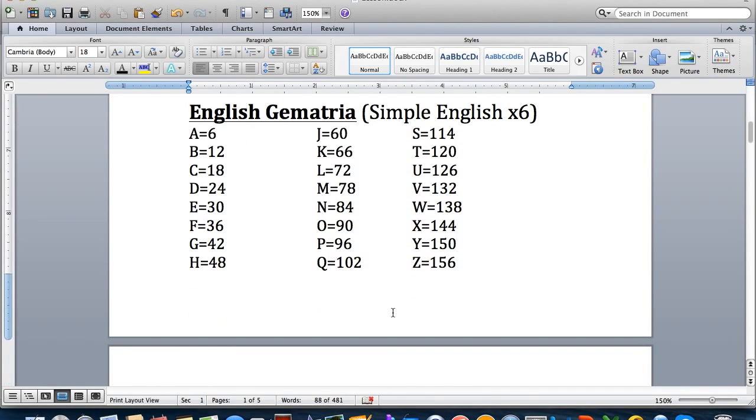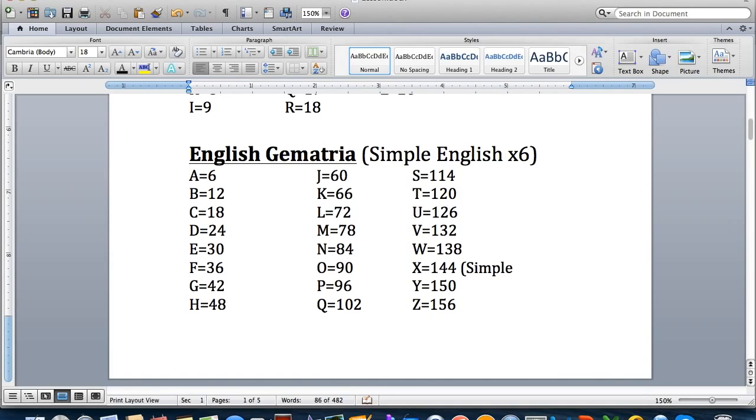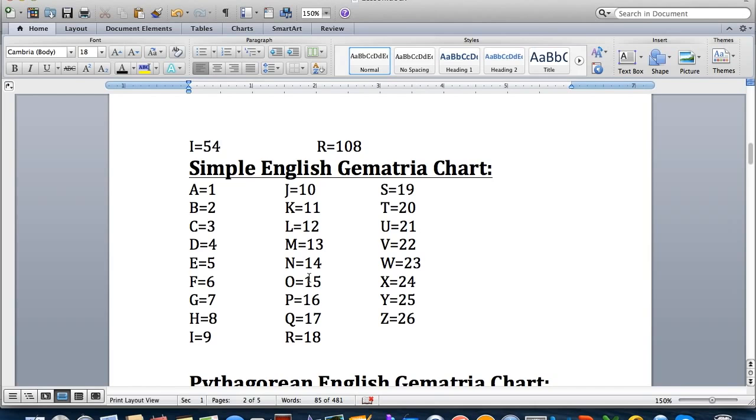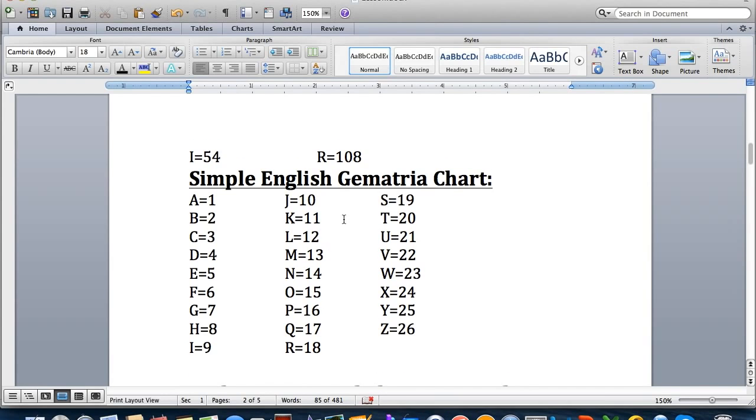For example, we just said that the word simple summed to 74. So in English gematria, simple is 74 times 6, which equals 444. So it's as simple as that for English gematria. English gematria is a method that I use the least, if you wondered, Truth Seeker. It's nice to know, but to me it's the least useful.